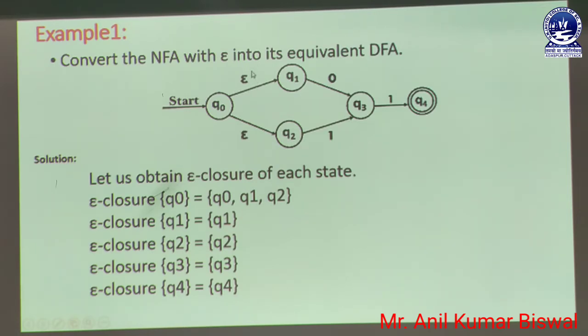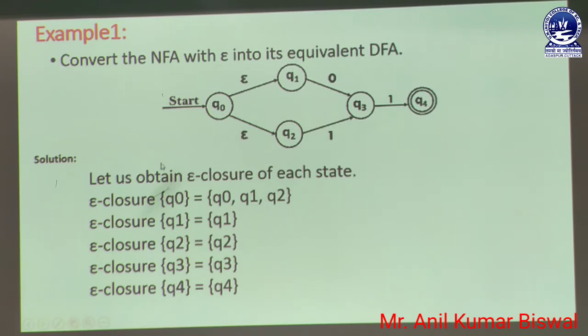So we need to remove it, and that epsilon transition must be converted to the equivalent DFA part. But how is it possible? Now we can discuss here. First of all, this is one common diagram which is known as an NFA with epsilon. We need to convert it to an equivalent DFA. Then we have to follow some steps which are already mentioned in the slide.